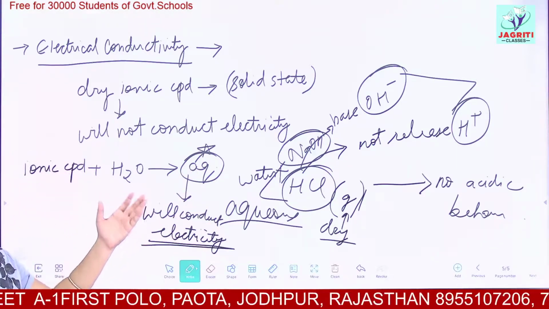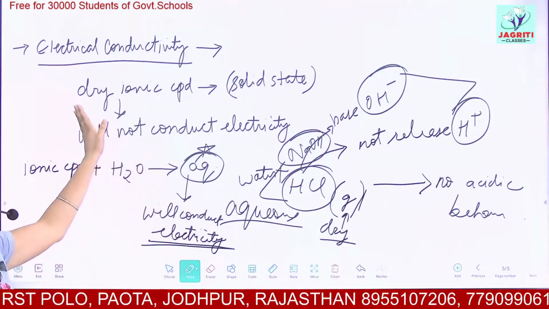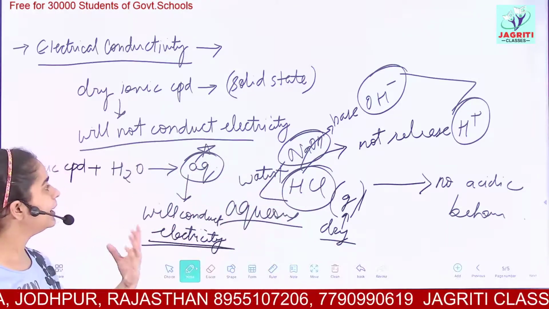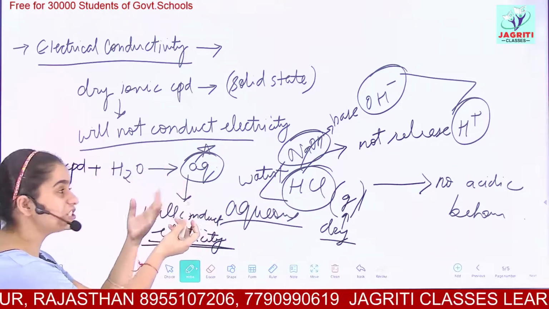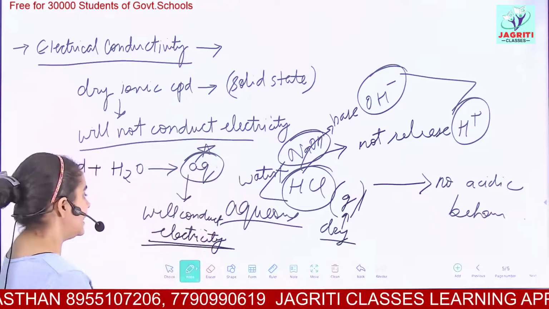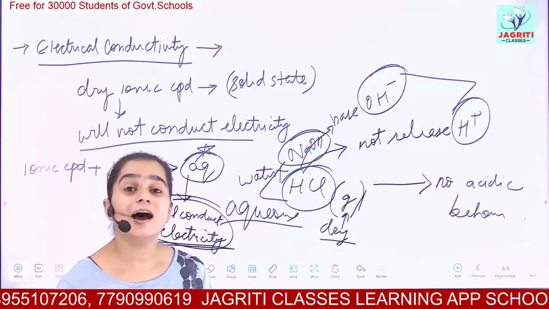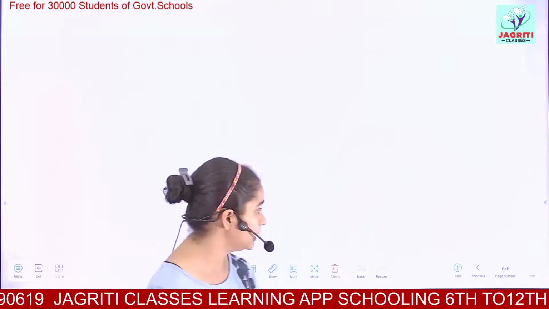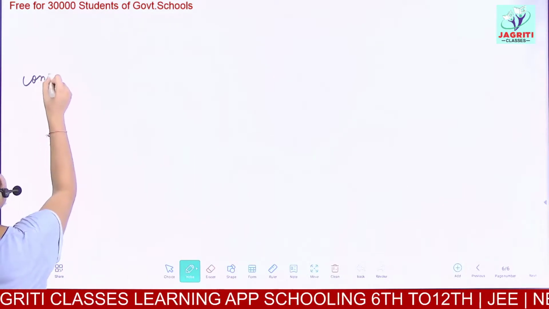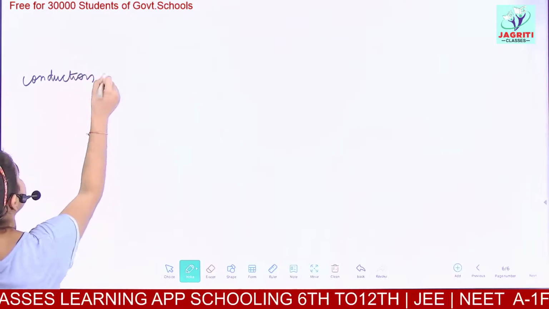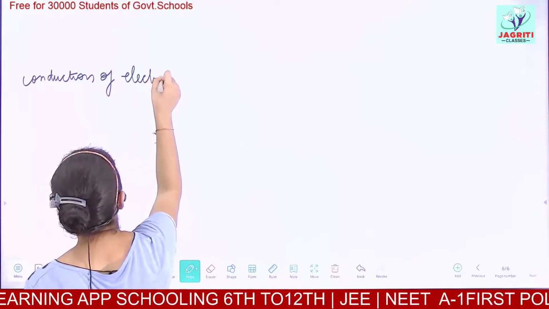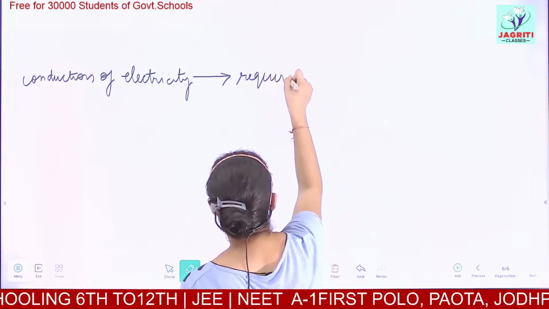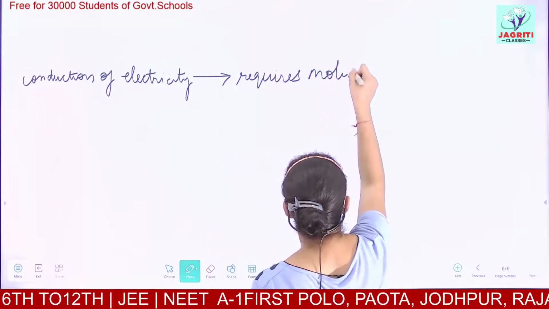Why so? We knew that a dry ionic compound, that is, an ionic compound in solid state, will not conduct electricity. But if I dissolve it in water, if I get the aqueous state, then the ionic compound will break into ions and then the ions will conduct electricity. But how? What is the actual mechanism behind this conduction of electricity? We say that conduction of electricity requires movement of ions, motion of ions.